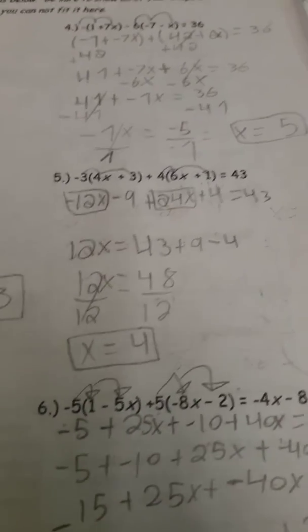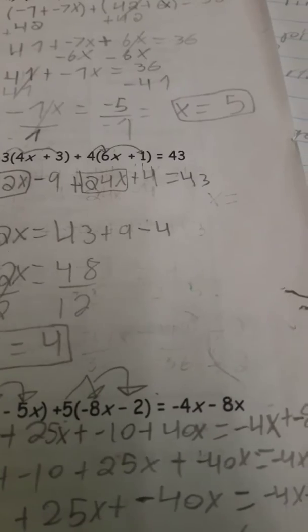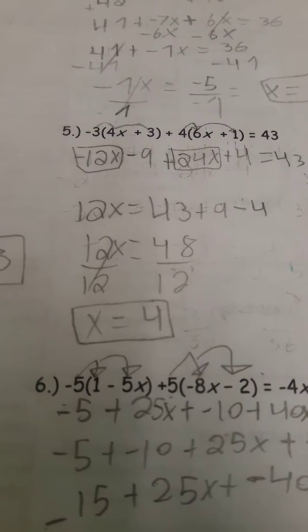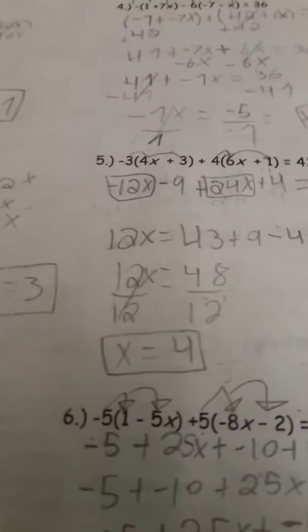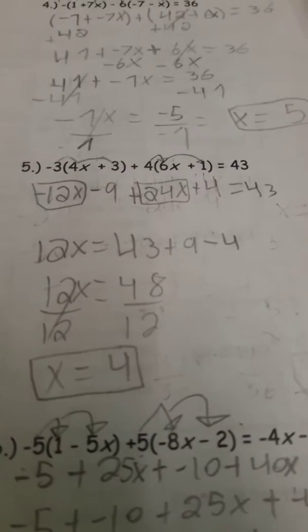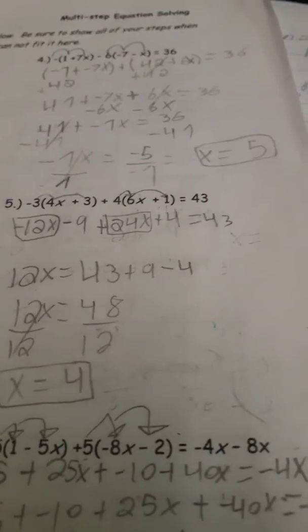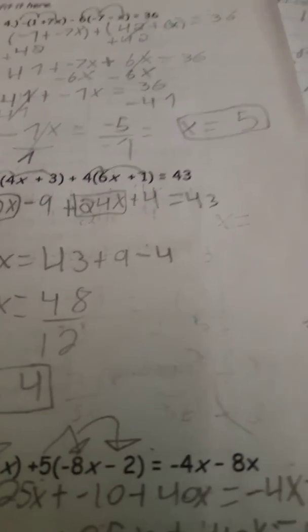Negative 3 (4x plus 3) plus 4 (6x plus 1) equals 43. So first we do negative 3 times 4x, distributive property, and equals negative 12x. Then that plus sign turns to a minus sign. Then you do negative 3 times 3 equals 9. Plus, bring the plus down, and then we do a distributive 4 times 6x, 24x. 4 times 1 is 4, plus 4. So we bring the plus down, equals 43.